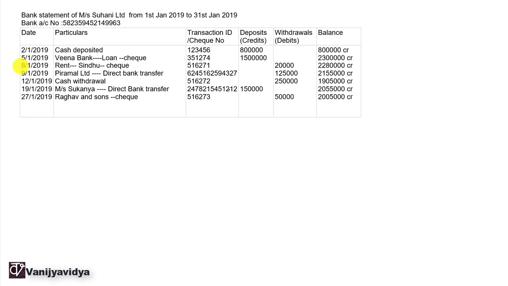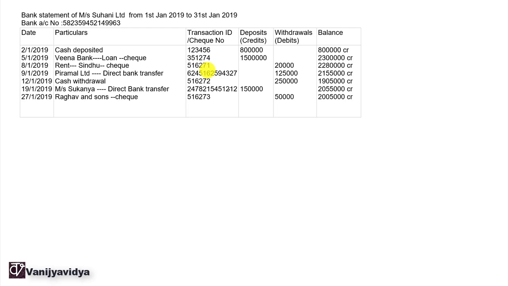Let's see one more transaction. 8 Jan 2019, rent Sindhu check. So we have issued a check to Sindhu for rent. The check number is 516271. Amount is 20,000.